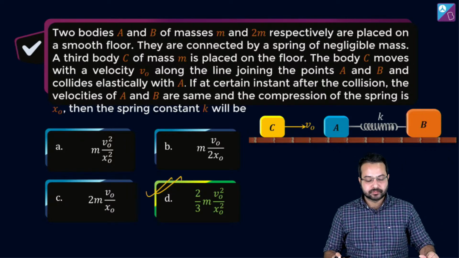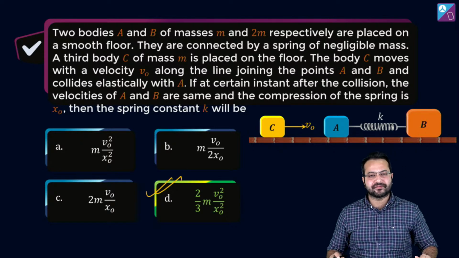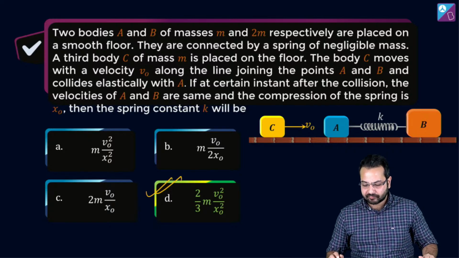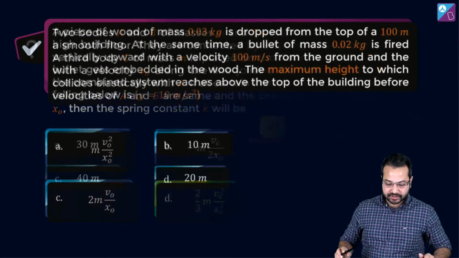Alright, so 3 out of 5, 4 out of 5, that's okay. It's moderate, I'll put it in the moderate category. All right, let's move to the next question.